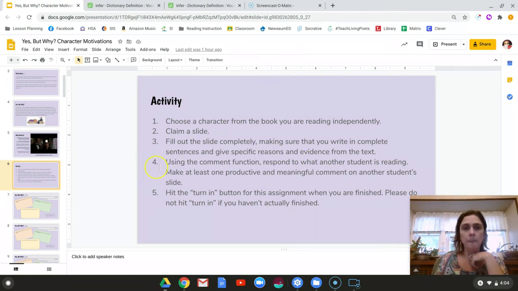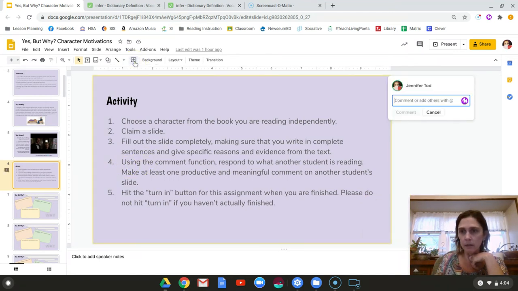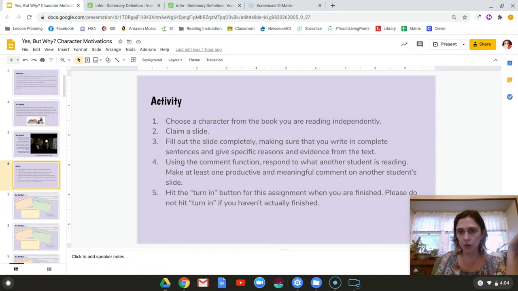When you've finished, using the comment function, and again, that's this little guy up here, okay? Using the comment function, I want you to respond to what another student is reading, make at least one productive and meaningful comment on that student's slide. So it has to be a complete sentence. It has to actually say something other than wow, or cool, or good job, okay? It has to be, wow, I find this really interesting because, or hey, I've read that book too, and I think that maybe this character acted this way because blah, blah, blah. All right, so one productive and meaningful comment.